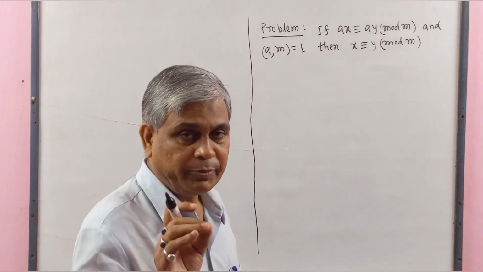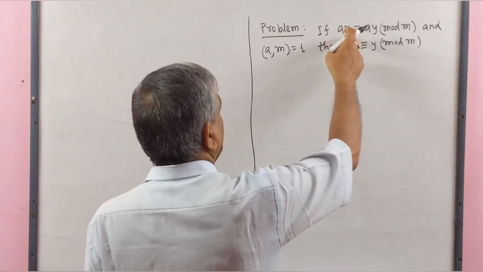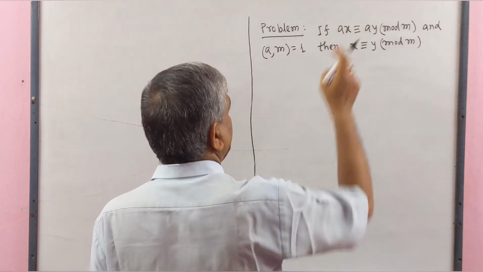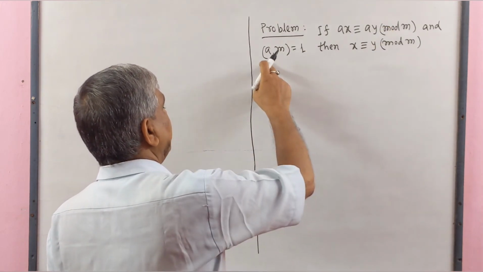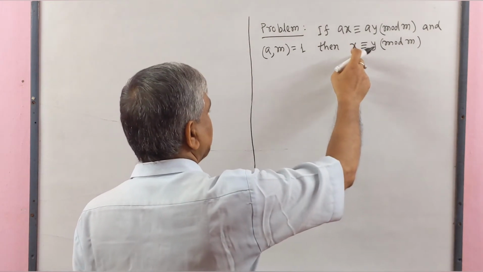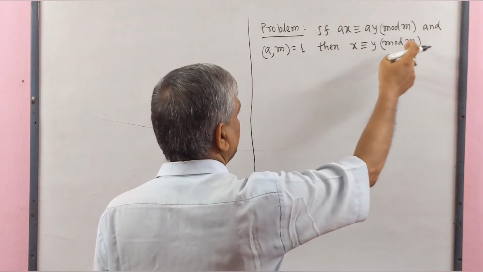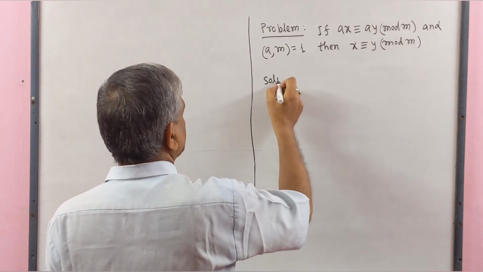Now we solve a problem. Problem is, if ax is congruent to ay modulo m and GCD of a and m equal to 1, then x is congruent to y modulo m. Now we solve this. Solution.